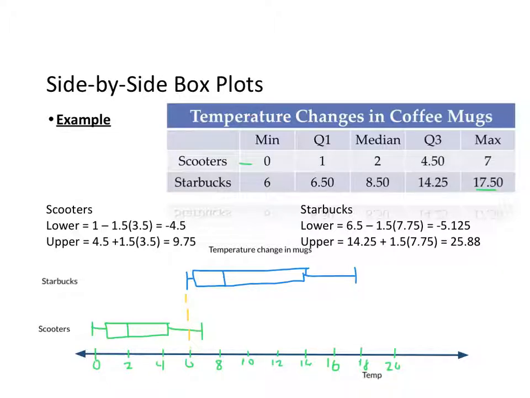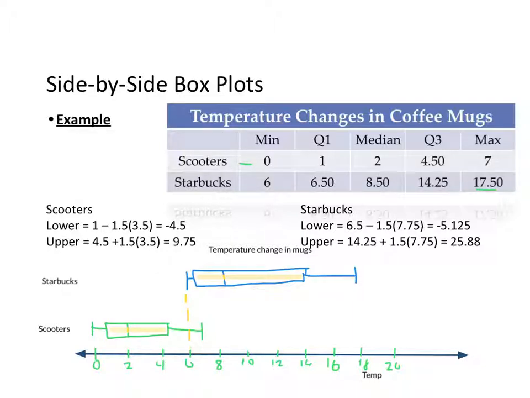Also note that the Starbucks box is much greater than the scooters box. What that means is there's more variation with Starbucks temperature mugs compared to scooters, meaning scooters have a more consistent temperature change in their coffee mugs.